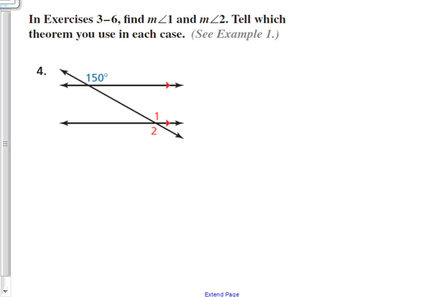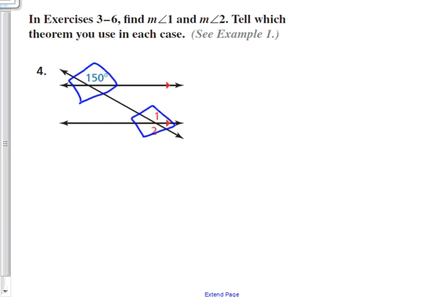I can see that 150 degrees and that angle 1, they're not both interior, they're not both exterior, so they would probably have to be corresponding, and let's think about that. The 150 is in the top right corner of this box, and angle 1 is also in the top right corner of this box. So they're in the same position as each other, so those would be corresponding angles.